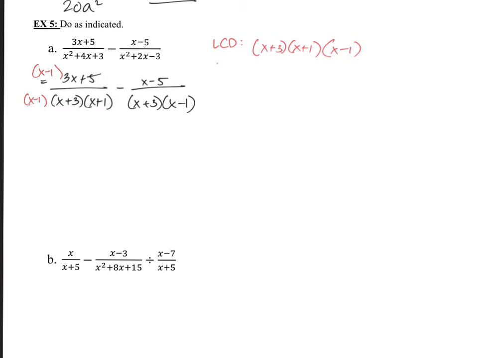Alright, so now what is this one missing from here? Well, it's just missing the x plus 1. So let's go ahead and multiply the x plus 1. And remember, we have to multiply to the top. That's the building up rule. Let me go ahead and put these in parentheses.